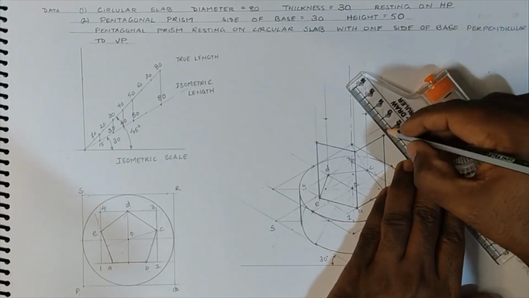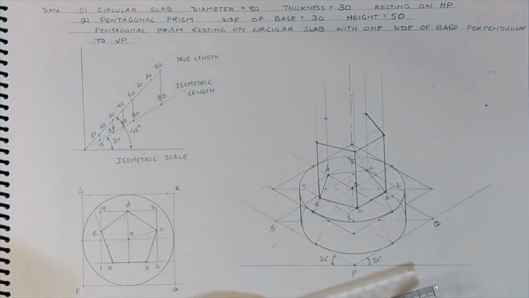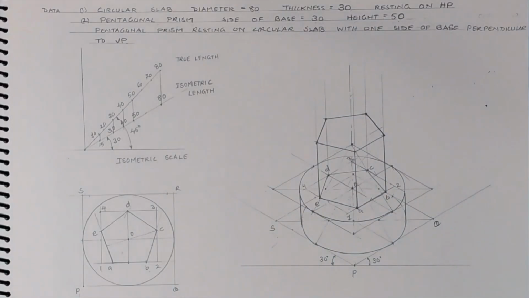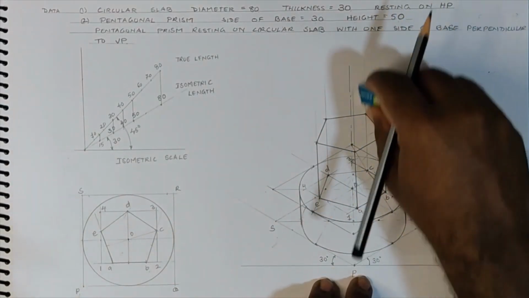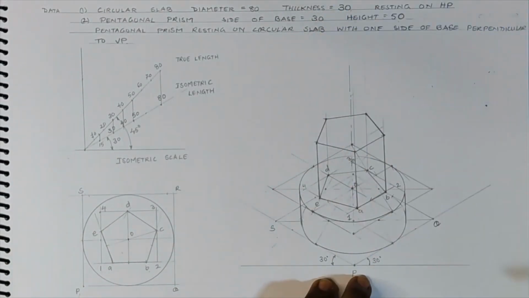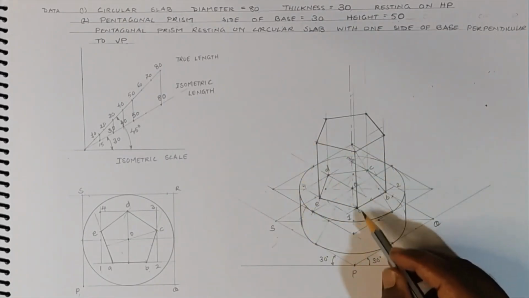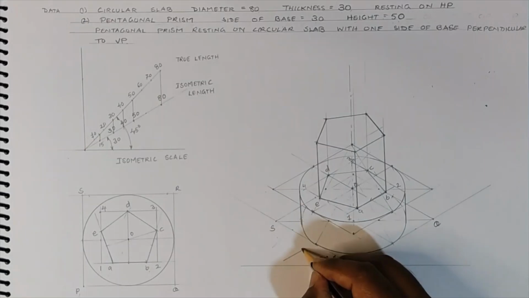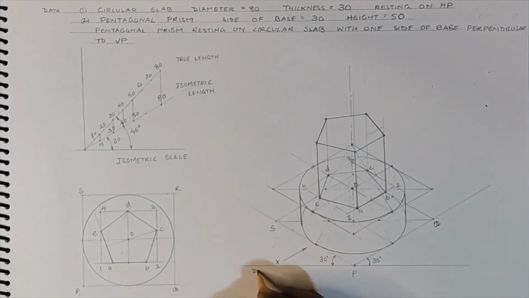So I join all the points on the top face with dark lines. So this is the pentagonal prism. The edges on the back side I have not drawn or made very faint because those are just constructions and can't be seen from the front.